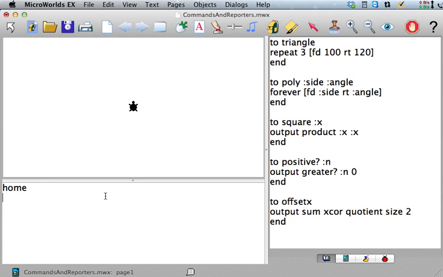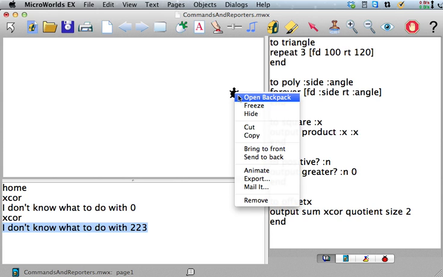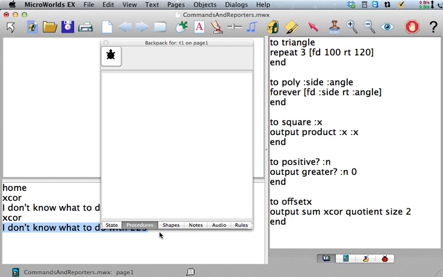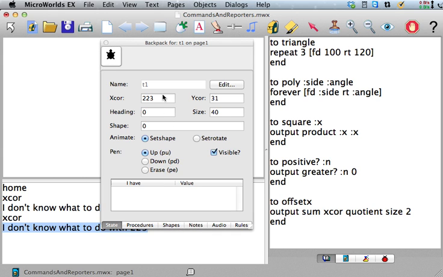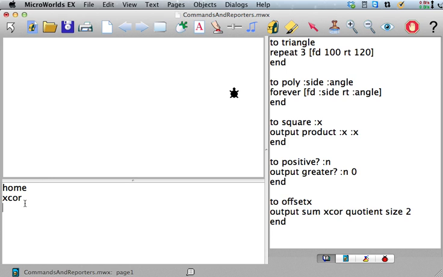If we had a reporter like xcor, it's going to tell us "I don't know what to do with 0." Or if we're over here, xcor, "I don't know what to do with 223," because that's the xcor of the turtle at this time. Here's his xcor. Well, that's one way we distinguish commands and reporters.